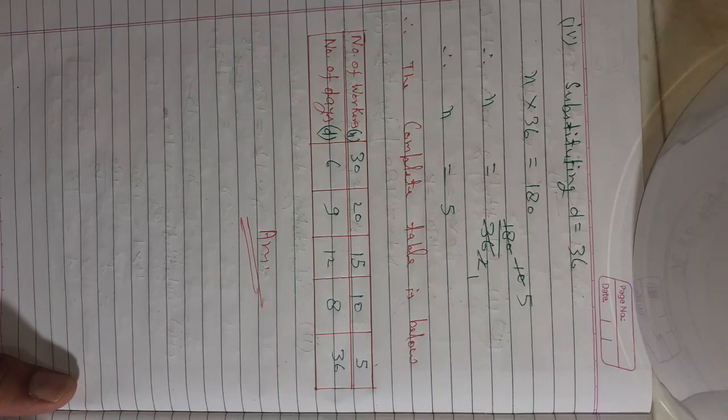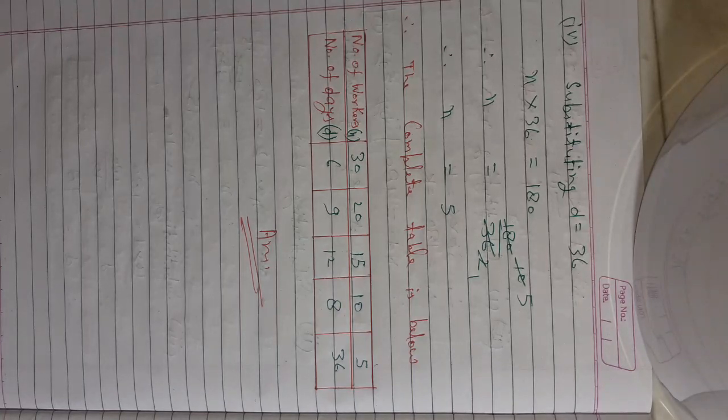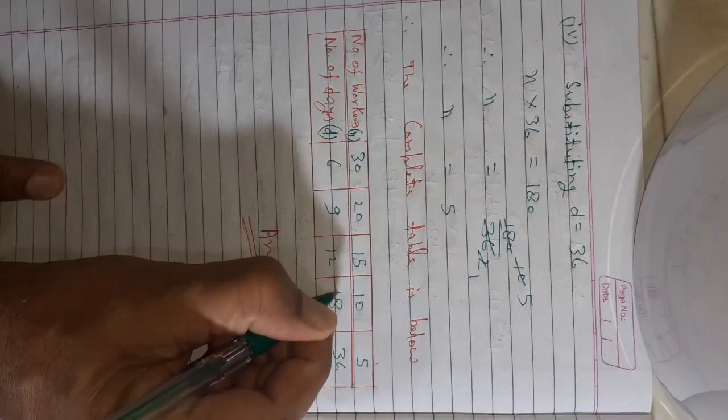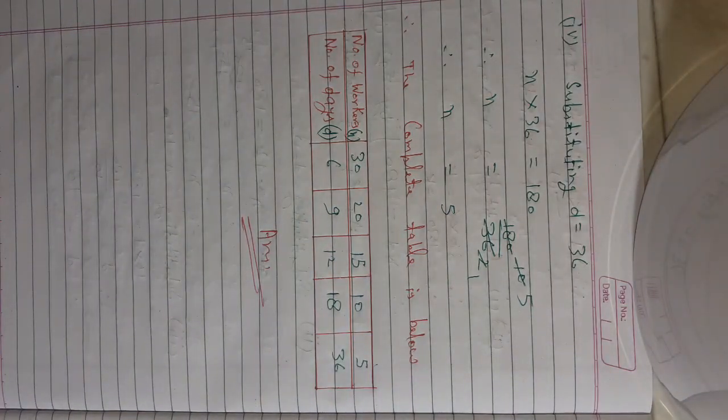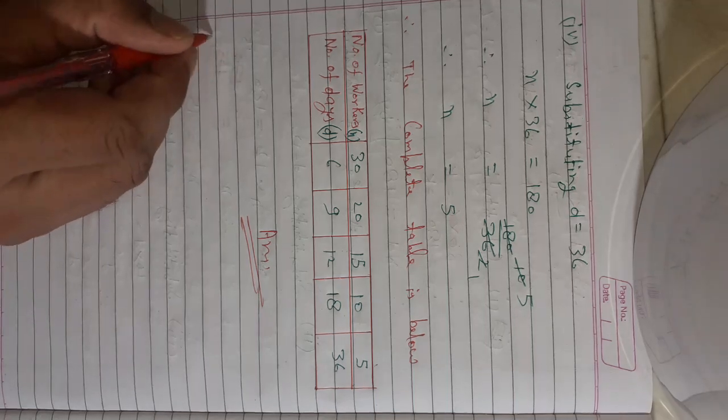Now we are going to start the second question, but before that, here I have written something and made a mistake. Not a mistake exactly, instead of 8 here it is 18. Okay. Now see question number 2.